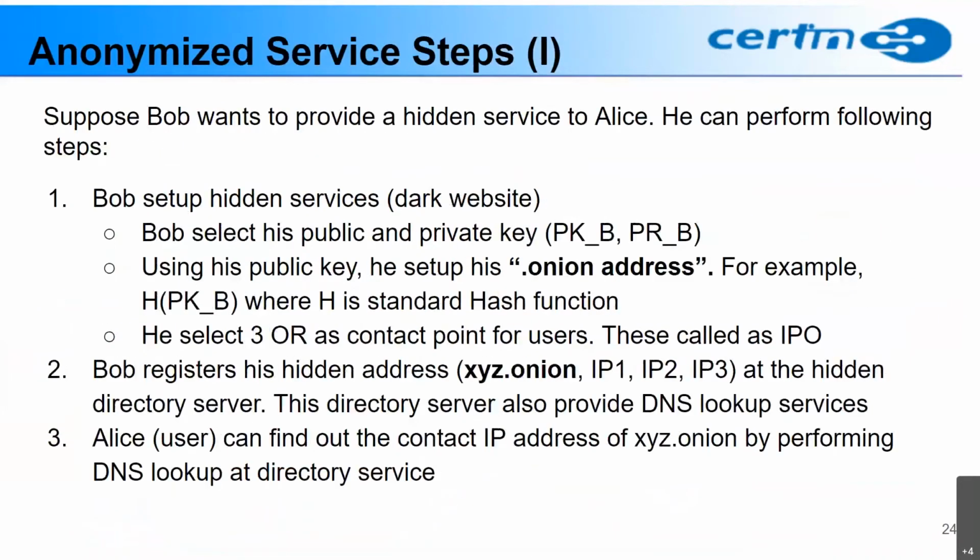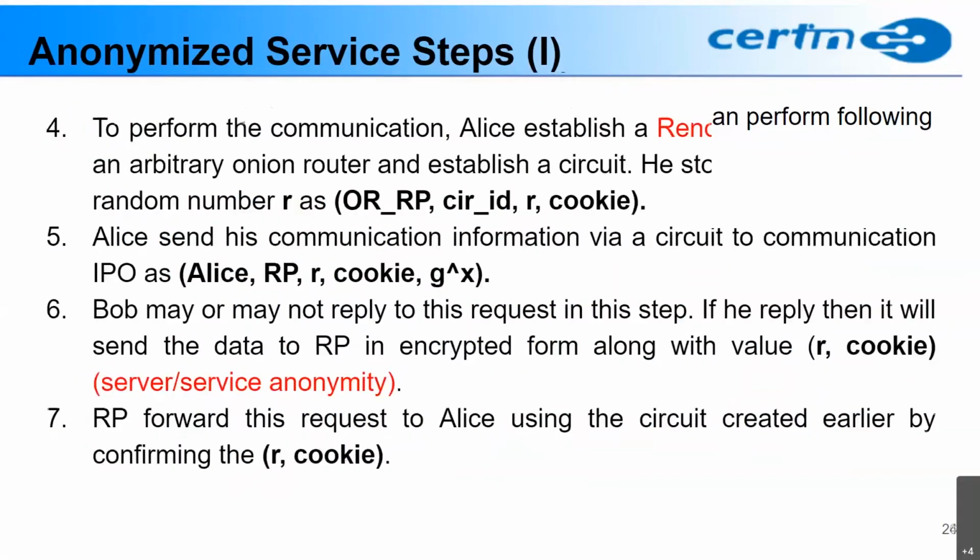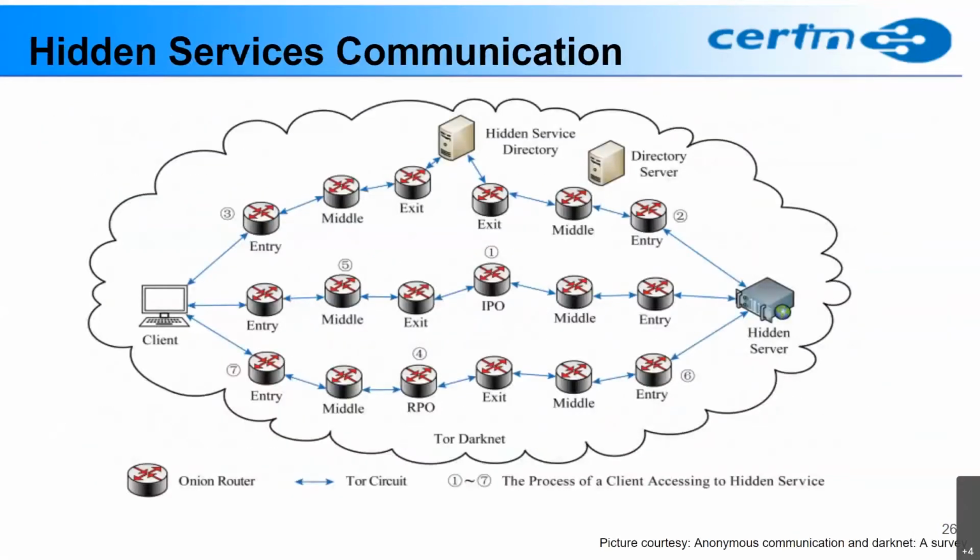Okay, so how can one provide hidden services using the Tor network? Let's first see the diagram, then I will talk about the stages of how it is created. There is a website that wants to hide. It is denoted as the hidden server, which wants to provide some services.